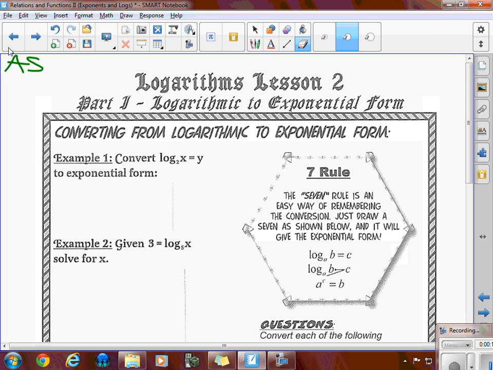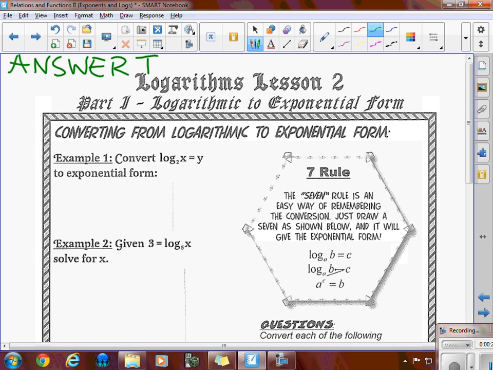Whoa, you got to spell it right. The answer to a log is an exponent. I will say this over and over and over, and this is one of the biggest things that will help you in this unit.